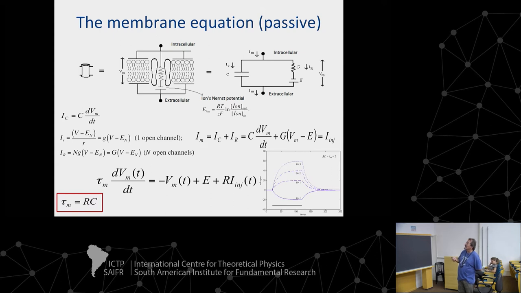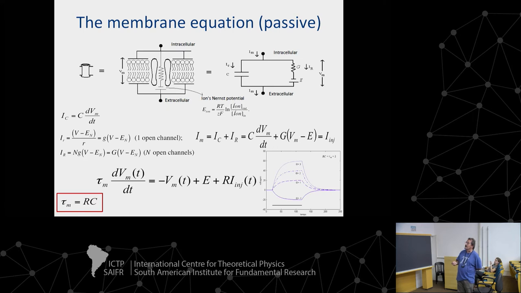This current, I of M, has two components, the capacitive current and the resistive current. The capacitive current is just given by this equation here, and the resistive current is given by this equation here, considering just one open channel. So if you have n open channels, due to the laws of association in parallel for resistors, which I won't have time to go into here, you have the same equation, because the batteries have the same voltage here, so you just have in parallel several structures like this.